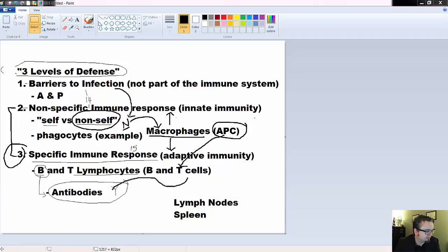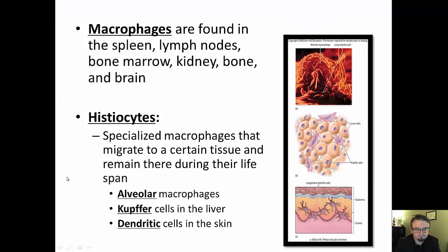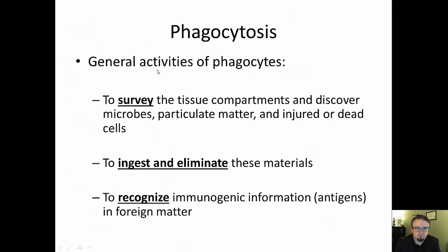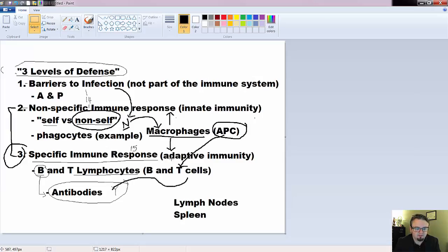If you remember, just go back here real quick to remind you, some of the roles of phagocytes are surveillance. So they're out patrolling the body. It's not really true of the B and T cells. They're only in the body tissues after they've been activated. So prior to that, they're not actually scanning the body for the most part.